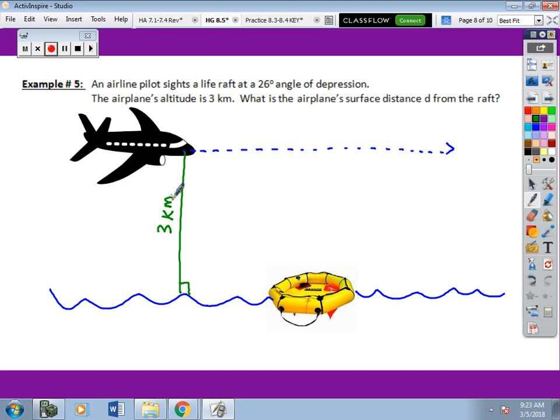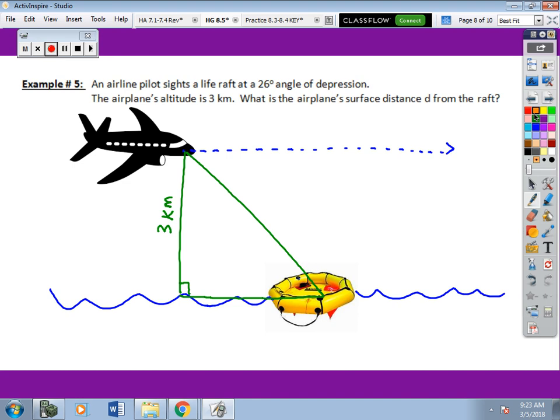And this is a line of sight to the raft. Now, the 26 degrees, this is the big problem. Where do I put it? Do I put it here? Do I put it here? Do I put it there? So this is 1, 2, and 3. Which one do I pick? 1, 2, or 3?